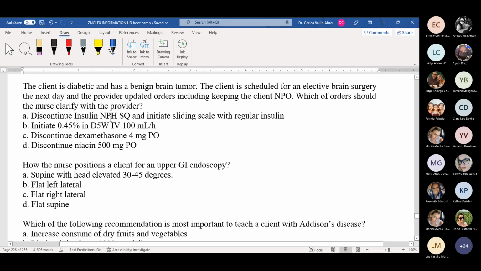Discontinue insulin NPH subcutaneous and initiate sliding scale with regular insulin. Initiate 0.45% sodium chloride in dextrose 5 grams in water, IV 100 milliliters per hour. Discontinue dexamethasone 4 milligrams PO oral. Discontinue niacin 500 milligrams PO oral. What do you think could be the order to discuss?